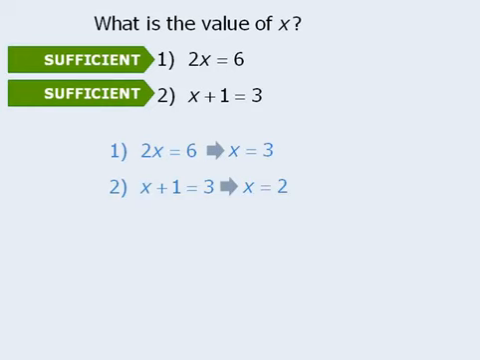Now can you see the problem here? From statement 1, we concluded with certainty that x must equal 3. And from statement 2, we concluded with certainty that x must equal 2.